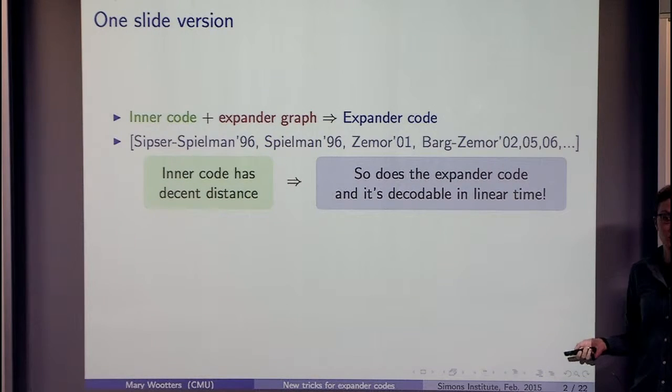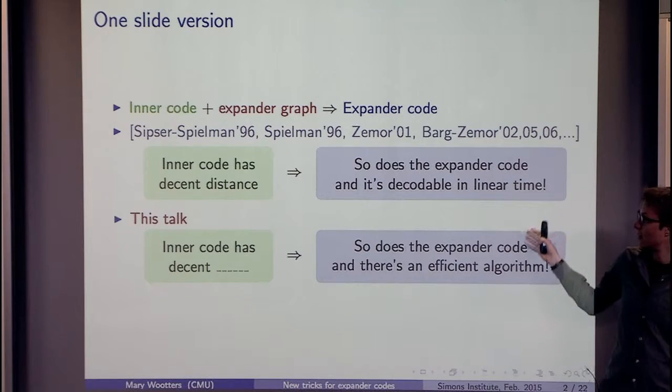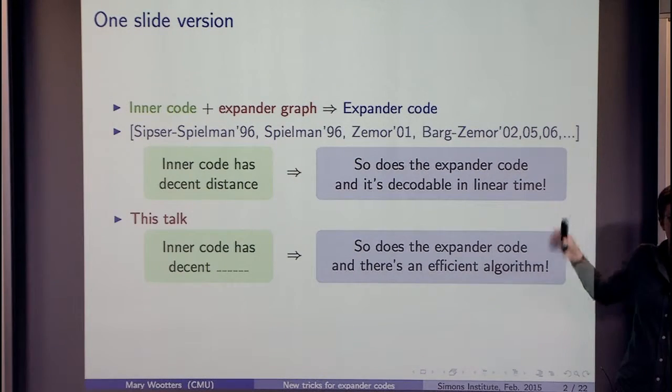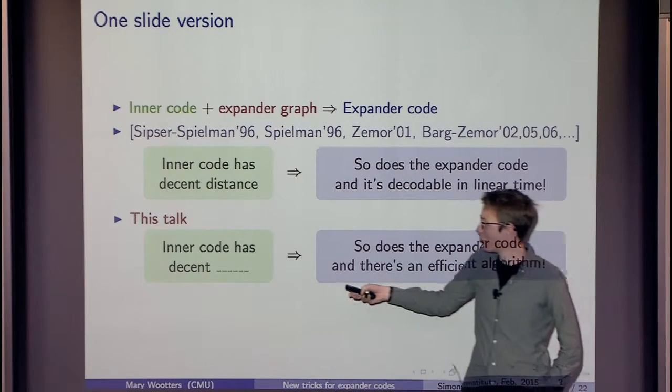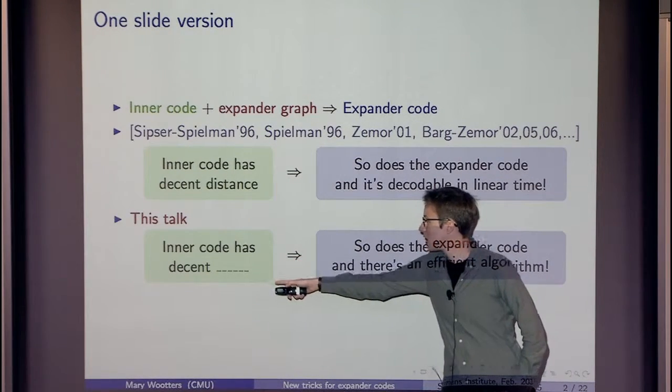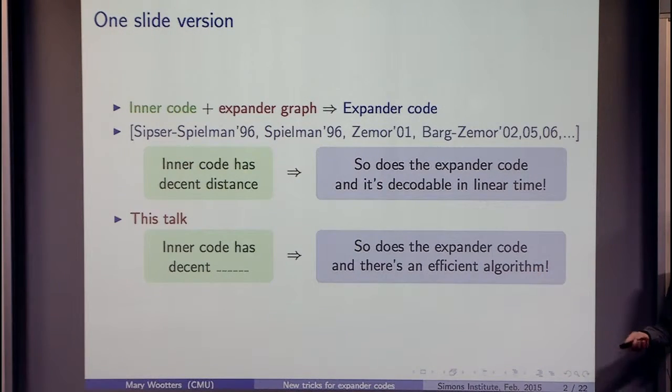But today I'll give you a few more selling points. So this talk extends this sort of thing more generally. The moral that I want to get across is that if the inner code has decent something something, then so does the expander code, and there's an efficient decoding algorithm. So that's the high level point.